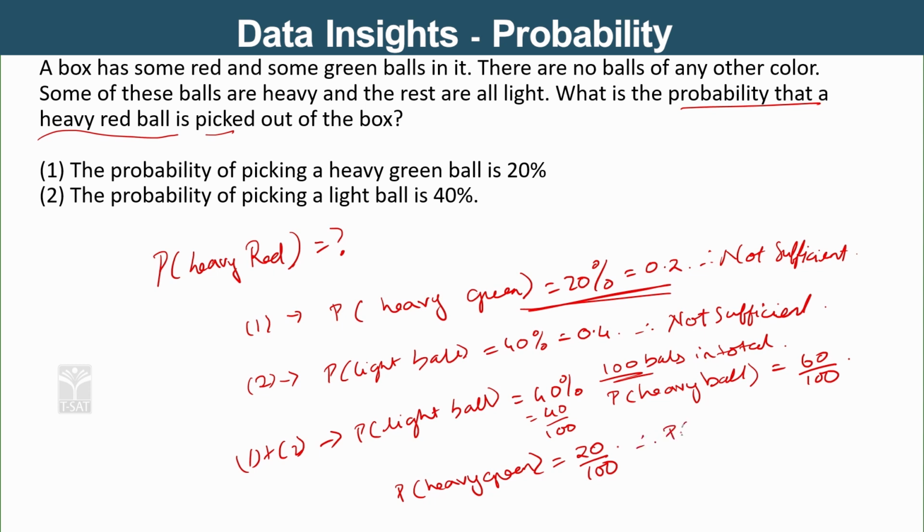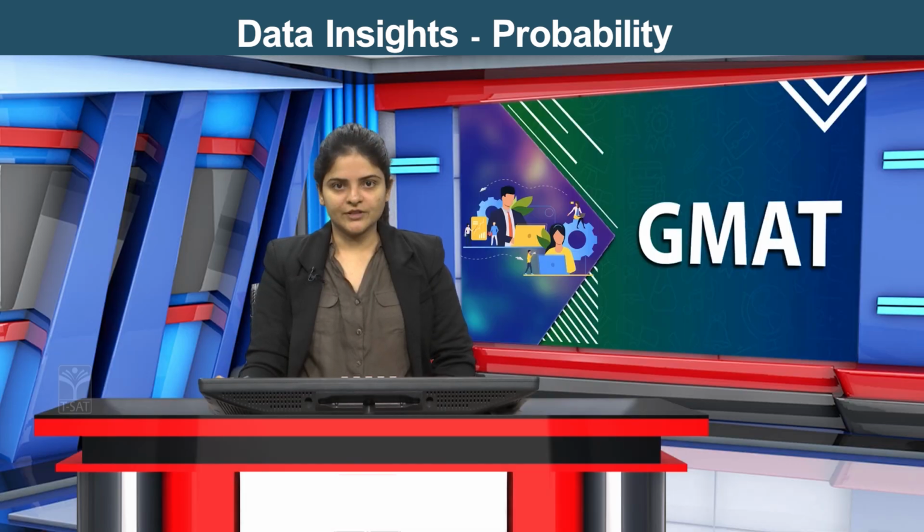So, therefore, out of the 60 heavy balls, 20 are green. The remaining heavy balls will be 60 minus 20 divided by 100, which is 40 by 100. So, out of the 100 balls, there are 40 heavy red balls and the probability is 40 by 100, which is 0.4. Therefore, this information together is sufficient to answer the question. So, statement 1 alone is not sufficient and statement 2 alone is not sufficient, but statement 1 plus 2 together are sufficient, so the answer option becomes C. Let us move to the next question now.